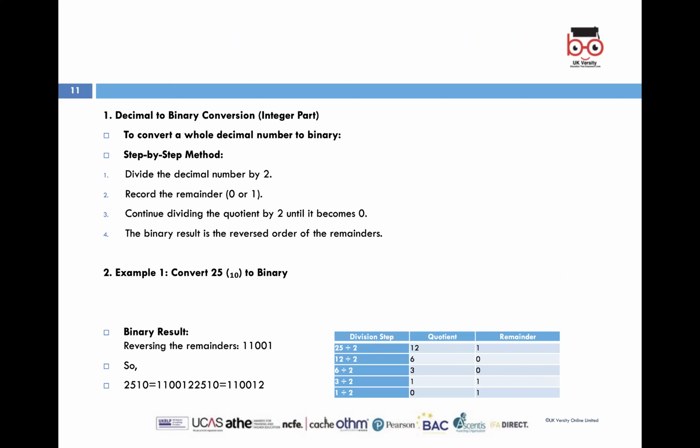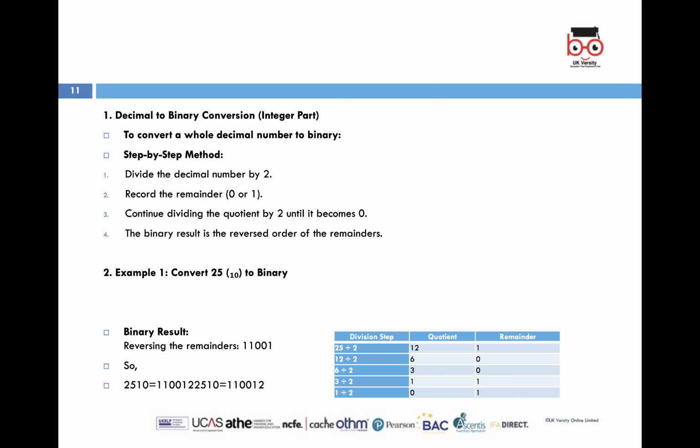Here are the steps to convert a whole decimal number to binary. Number one, divide the decimal number by 2 and record the remainder, 0 or 1. Continue dividing the quotient by 2 until it becomes 0. The binary result is the reversed order of the remainders.